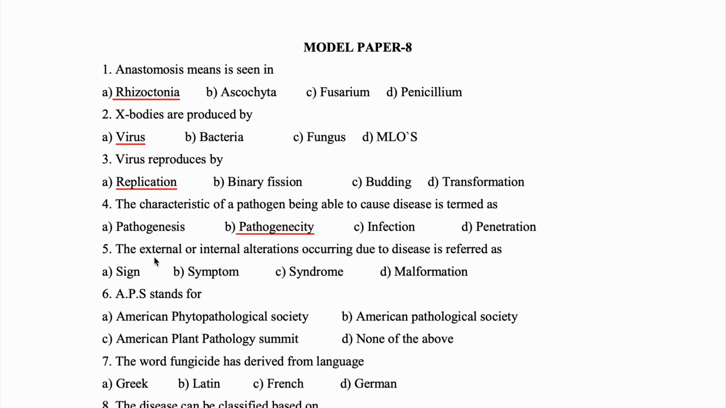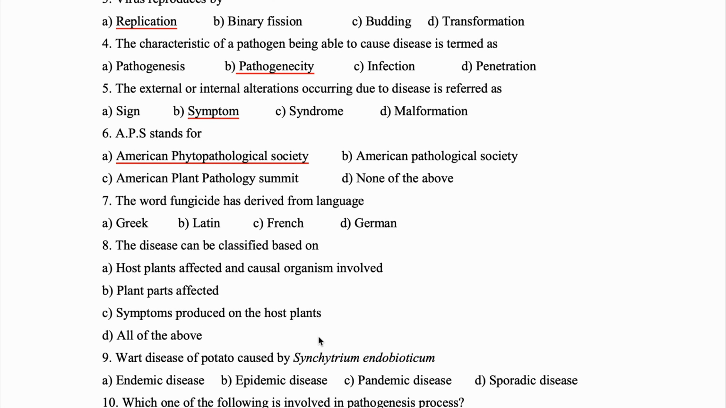Question 5. The external or internal alterations occurring due to disease is referred to as symptom. But then what is sign? Sign and symptom, they are similar terms, right? We normally get confused. So, when we see the physical presence of any pathogen, then we call it a sign. Next, APS stands for American Phytopathological Society. It is the largest society which has the maximum number of members.